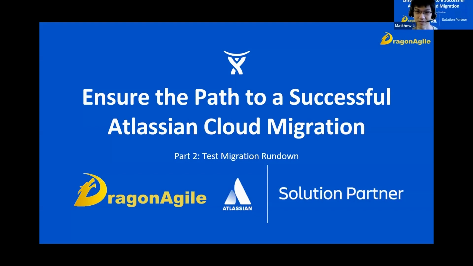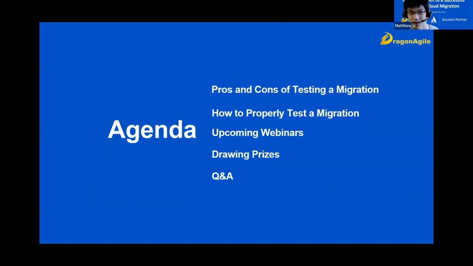Today, I'm going to take you through the test migration steps for an Atlassian cloud migration. So here's today's agenda. First, we'll go over the pros and cons of testing a migration. These apply to all Jira, Confluence, and Bitbucket. Then we'll go over how to properly test a migration. After, we'll talk about other upcoming webinars related to this one. And following this, we'll spin a wheel to see who wins today's prize. And at the very end, there'll be a chance for a Q&A from the audience.